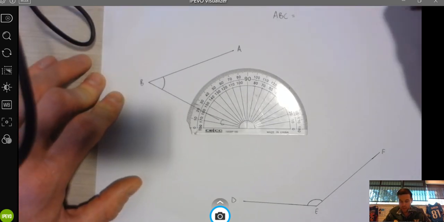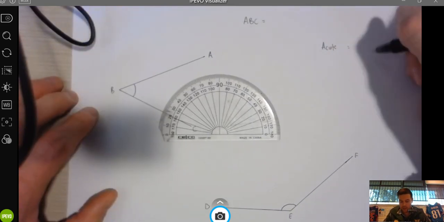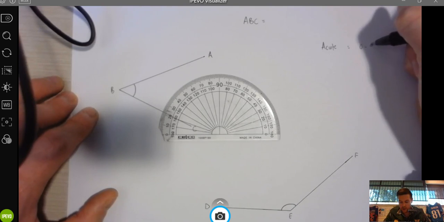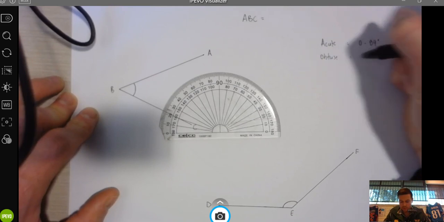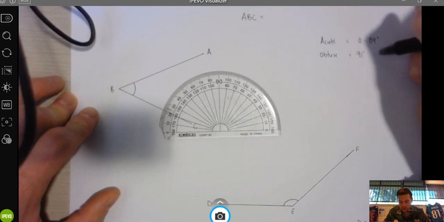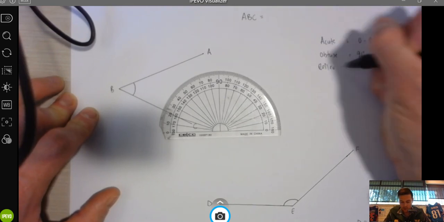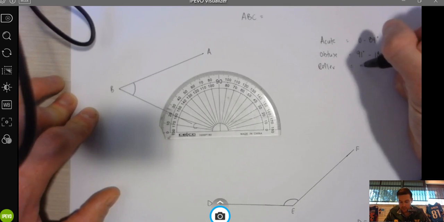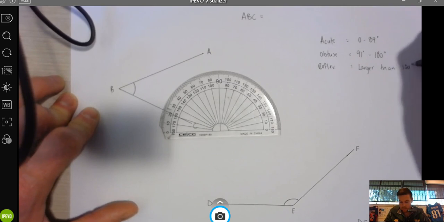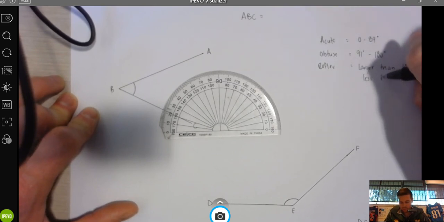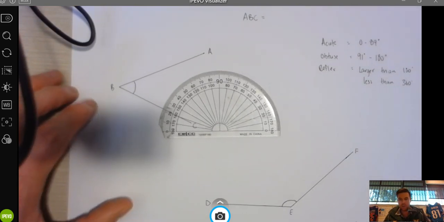Okay. So if we have a look at it, we've got an acute angle, which is between 0 and 89 degrees, an obtuse, which is between 91 degrees and 180 degrees, and a reflex, which is when we are larger than 180 but less than 360, so it's always measuring that outside. Alright, so we know that.